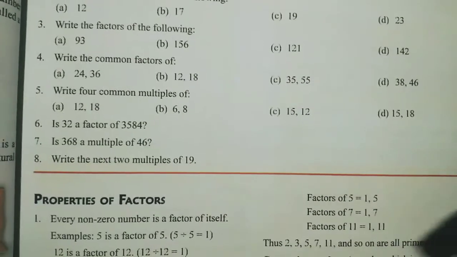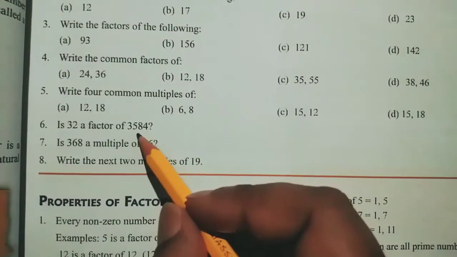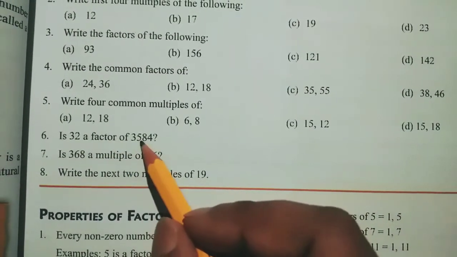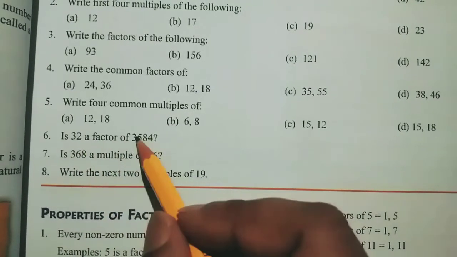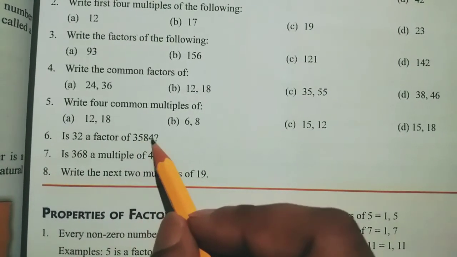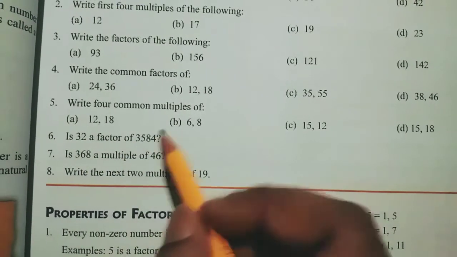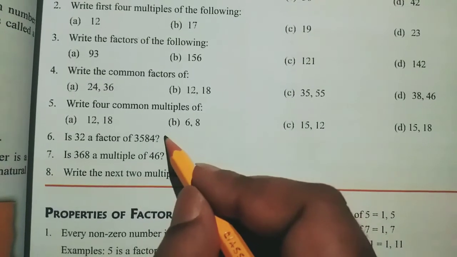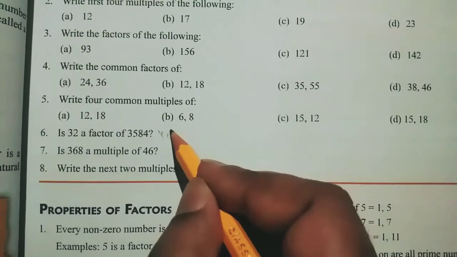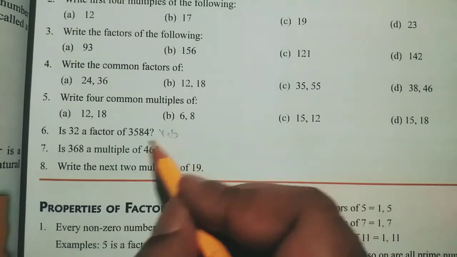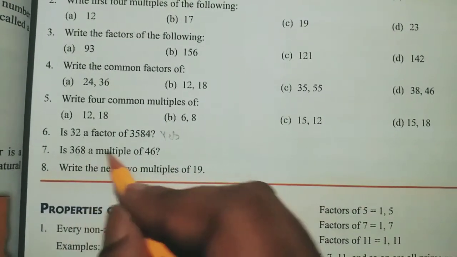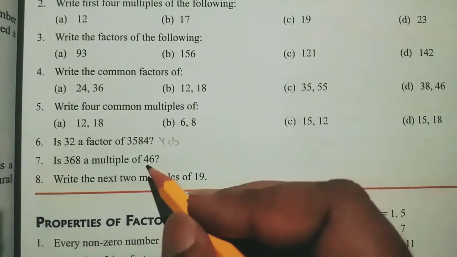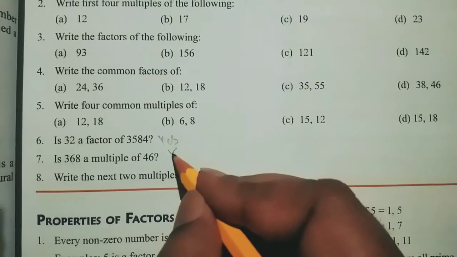Okay. Now the next question, number 6: is 32 a factor of 3584? That means it is asking whether this number is divisible by 32 or not. So you have to divide 3584 by 32 and see whether it divides completely. If it divides completely, that means it is a factor. After dividing I have seen that 32 is a factor, so it is yes. And here also, is 368 a multiple of 46? Yes, it is also a multiple.